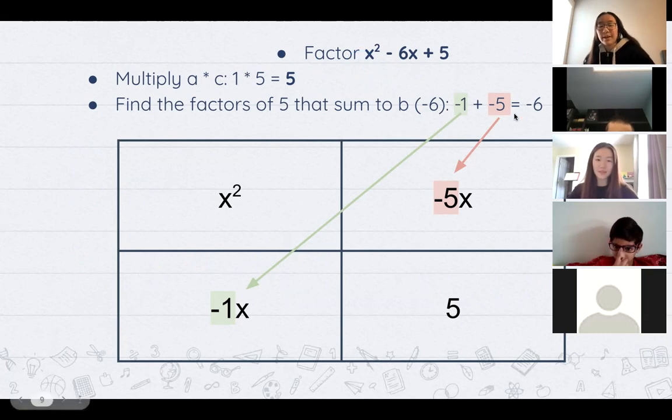Now, we're going to take those factors and put them into the 2 remaining boxes. And then we're going to add an x on the end. You can put them into either box. Like you could have -1x here and then put the -5x here. It doesn't matter because it'll end up being the same thing. But you take those factors and put them into the 2 boxes you have left.